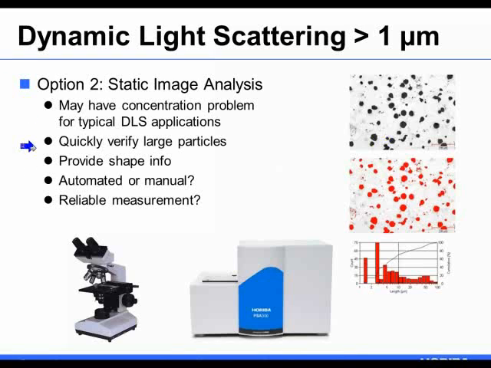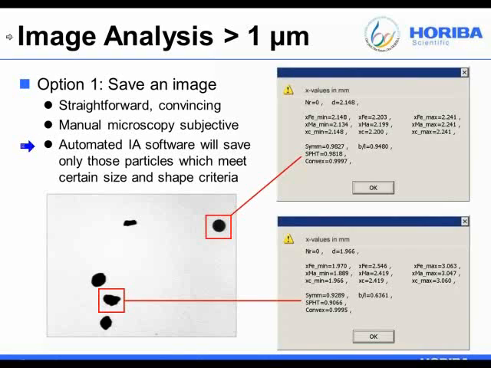But again, you do quickly verify whether the large particles are present. You run into a little bit of the same issue that you run into with the electron microscopy, where you could confuse aggregates for primary particles and vice versa. All right, image analysis. So here I'm going to talk mostly about the CamSizer series of products. Those are dynamic image analyzers. But this first option is applicable to both static image analyzers, or really even if you just have a microscope.